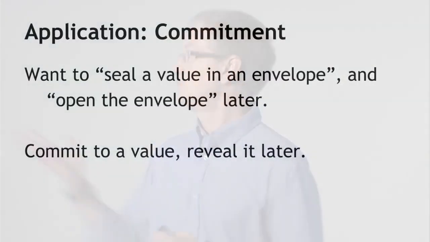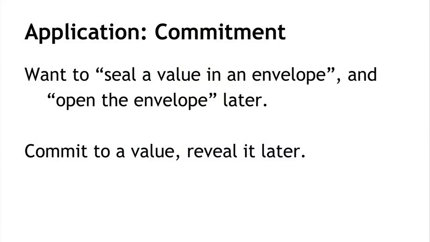Okay, now let's look at an application of that hiding property. In particular, what we want to do is something called a commitment. This is kind of the digital analogy of taking a value, a number, sealing it in an envelope and putting that envelope out on the table where everyone can see it. Now, when you do that, you've committed to what's in the envelope, but you haven't opened it. It's secret from everyone else. Later, you can open the envelope and get out the value, but it's sealed.